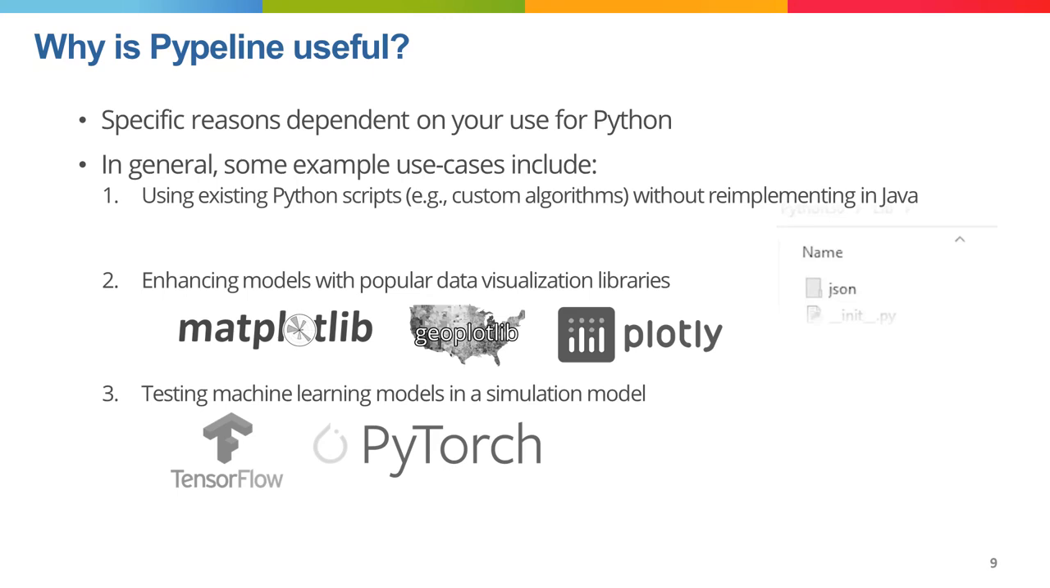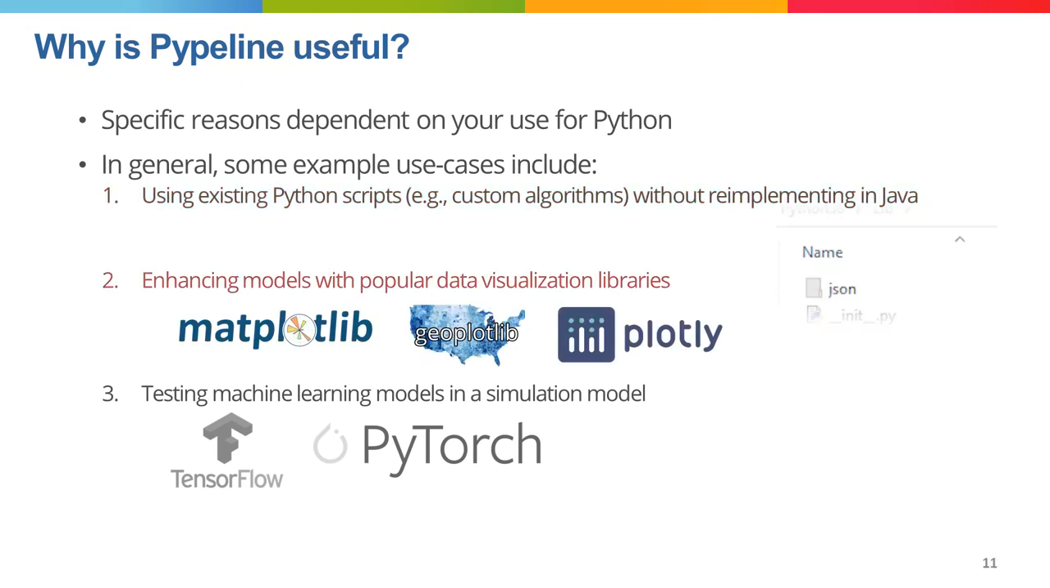This certainly doesn't cover every single case, but it should give you a general idea about why it might be useful to use this library. In this first example, you might have an existing Python codebase that you want to use from within an AnyLogic model. So this could include scripts for data manipulation, optimizers, or custom algorithms. This is relevant when it's not practical, or sometimes even possible, to re-implement the code in Java. I'll be demoing a small-scale version of this use case in the example models that I show shortly.